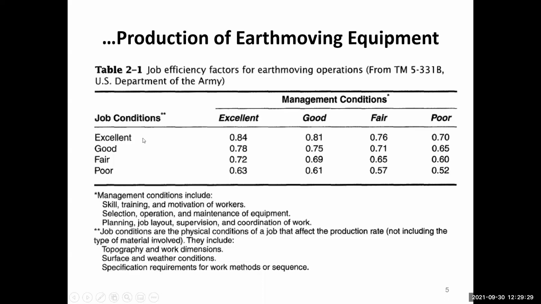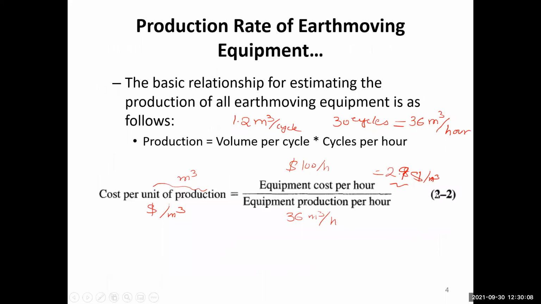This may include identifying whether the job conditions are excellent, good, fair or poor, and also whether the management conditions are excellent, good, fair or poor. Based on this, we can take the job efficiency factors. For example, if the job conditions are good and the management conditions are also good, we can take an efficiency factor of 0.75. So where will we place that efficiency factor? We will place it over here.